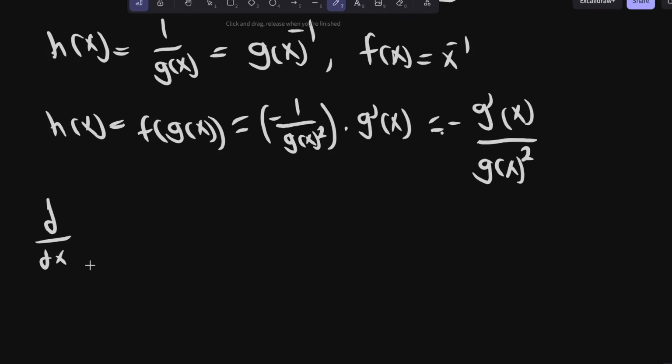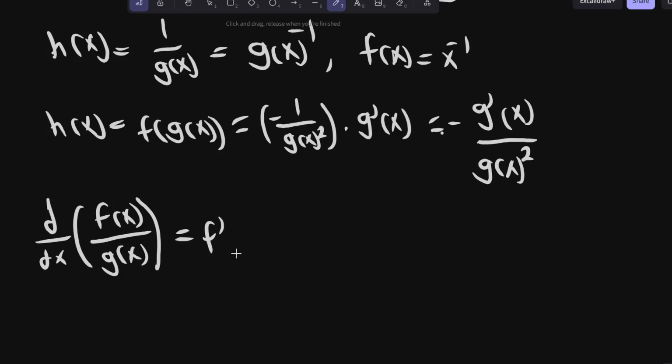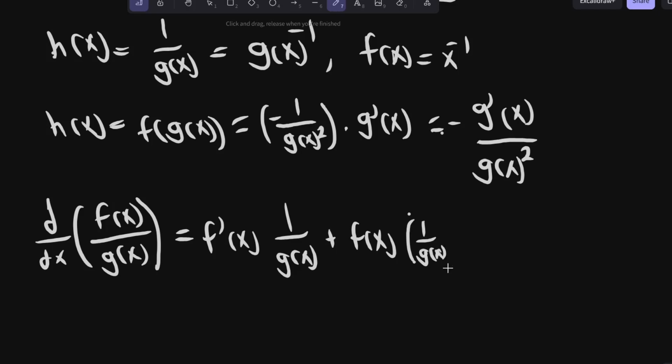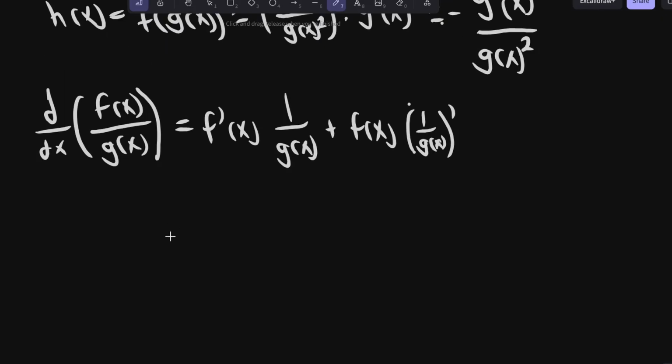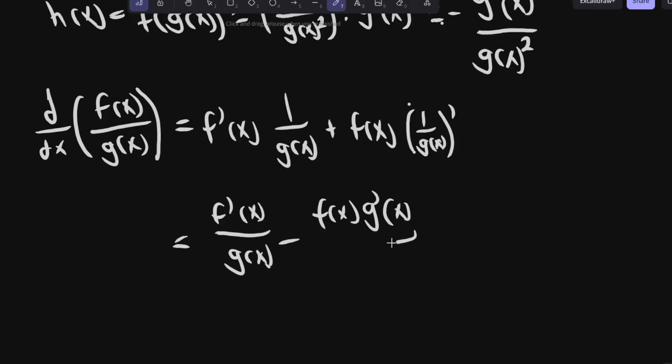We want to calculate the derivative of a fraction or a division. So f of x divided by g of x. Well, this is just f of x times 1 over g of x, right? So we can apply the product rule. f prime of x times 1 over g of x plus f of x times 1 over g of x prime. But we just calculated that above. So we can plug in to get f prime of x over g of x minus f of x g prime of x over g of x squared.